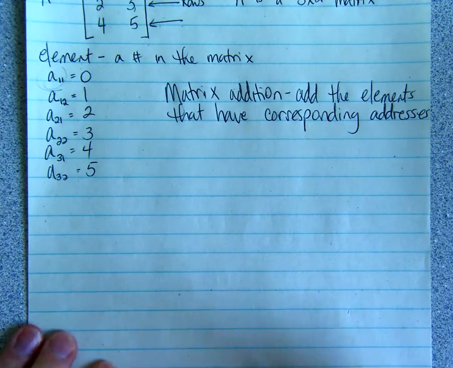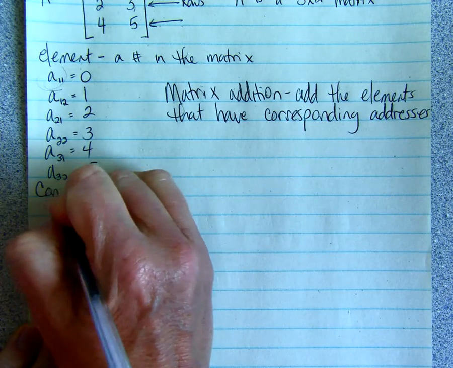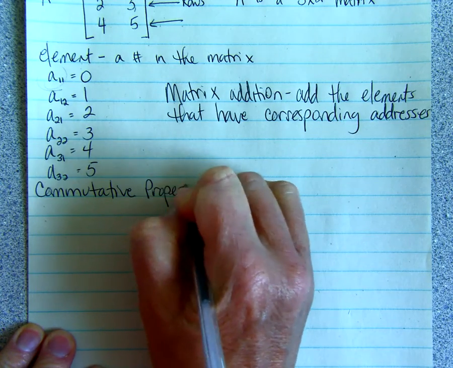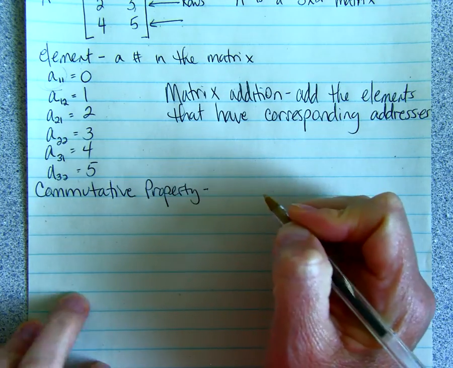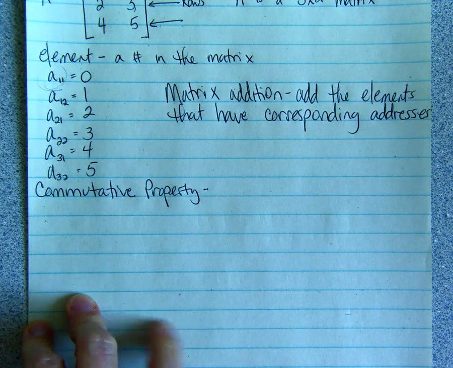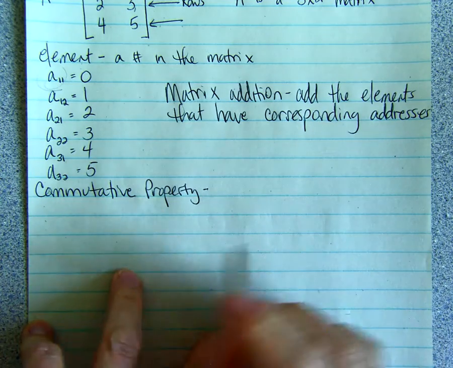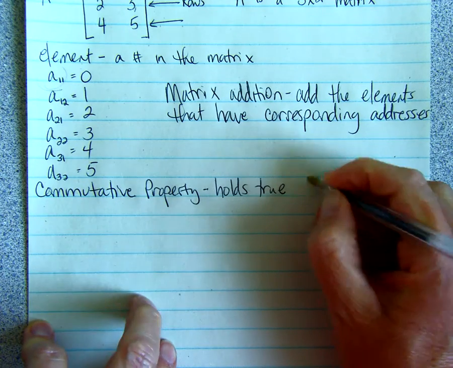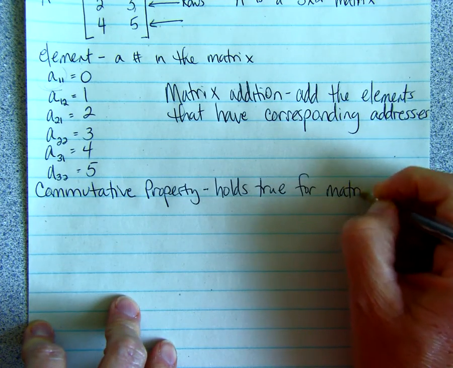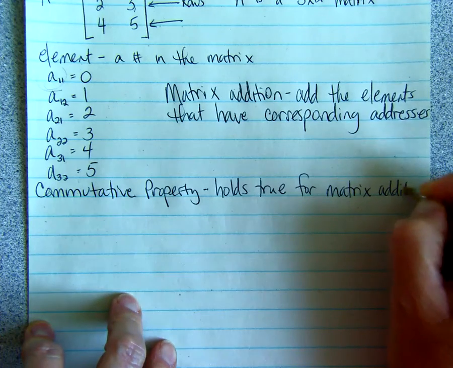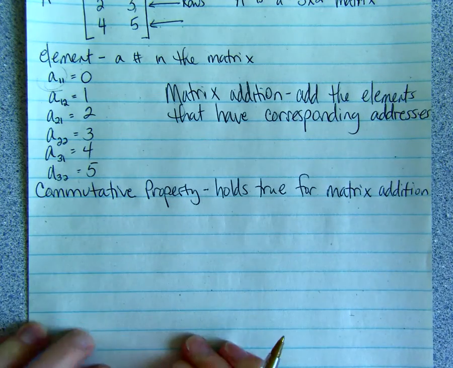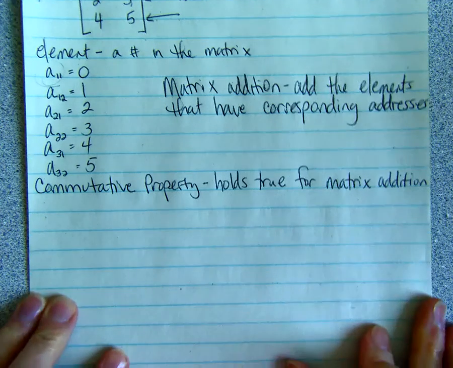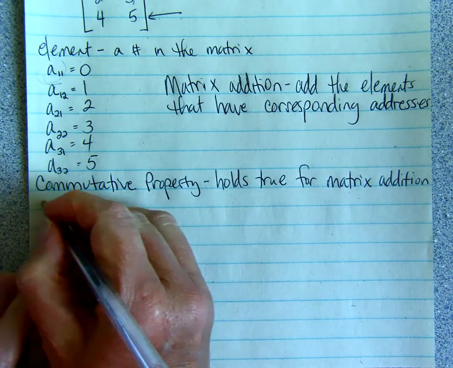So when we talk about matrices, there's what's called the commutative property. Matrices have the commutative property for matrix addition, and that's the only thing. So it holds true for matrix addition. It does not for subtraction or multiplication at all. So the commutative property is only true for matrix addition.